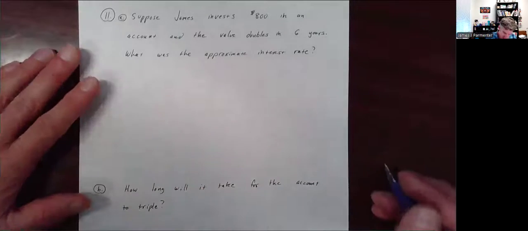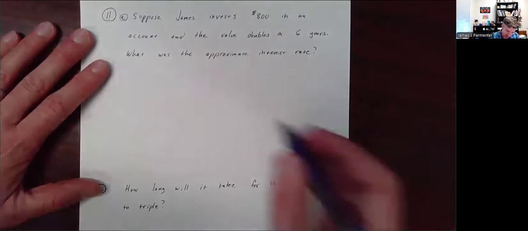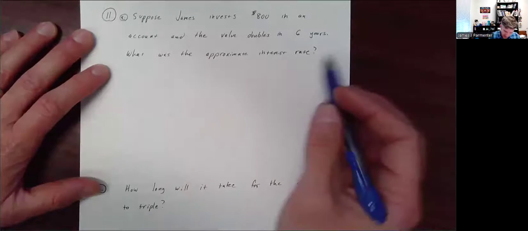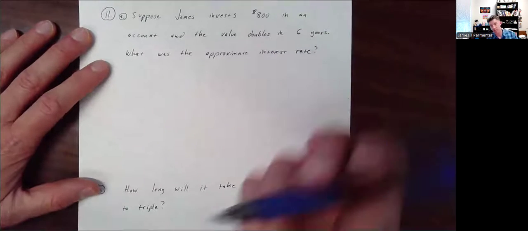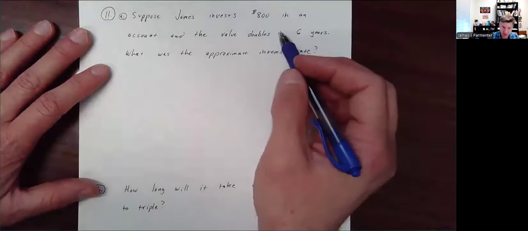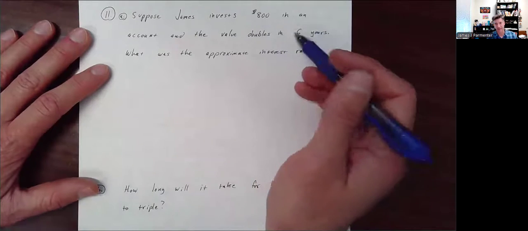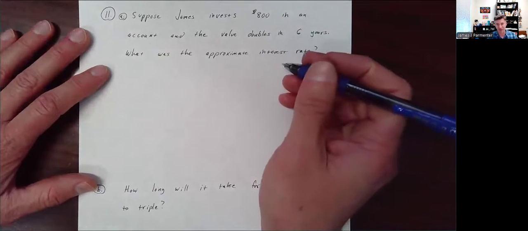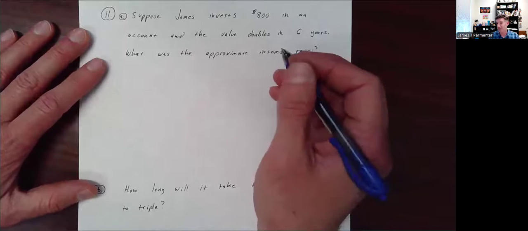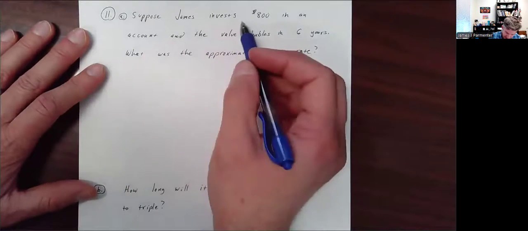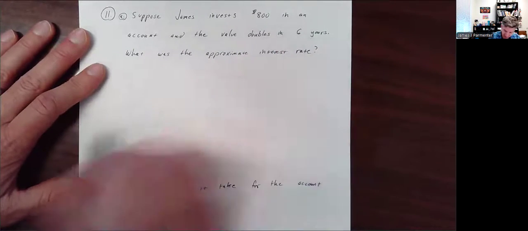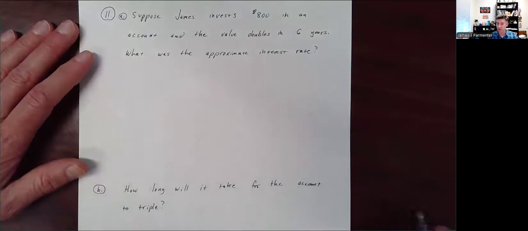And then last page, a couple more of these. So new setup. Suppose James invests $800. Oh, I'm James, by the way. In an account, and the value, did I? Okay, I was like, am I recording this? Yes, I am recording that. I was worried for a second I'd done all this and not recorded it. Suppose I invest $800 in an account and the value doubles in 6 years. What was the approximate interest rate?